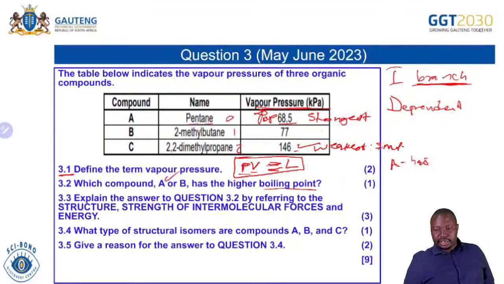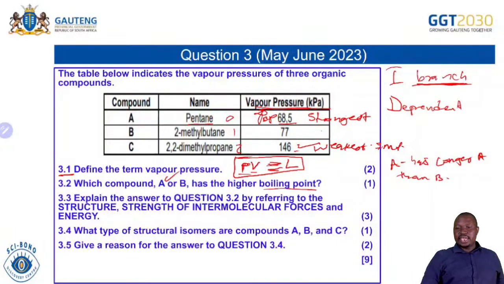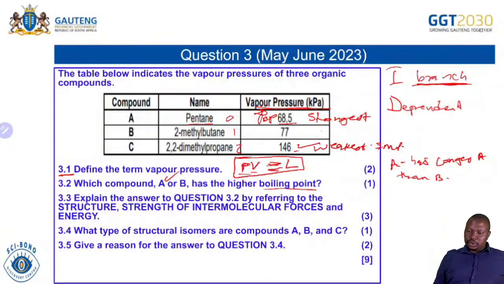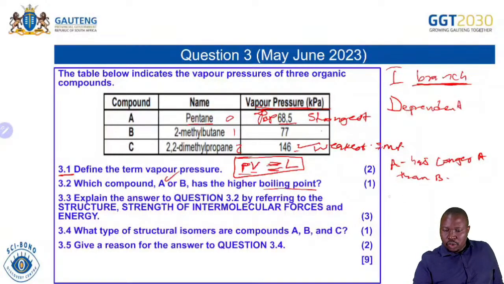The chain is the longest in A, so we have a longer chain in A than B. So that is the structure. That is the first thing. You compare the structure to say, okay, A has more surface area than B. So you will refer to it like that. And then you go to the next one.